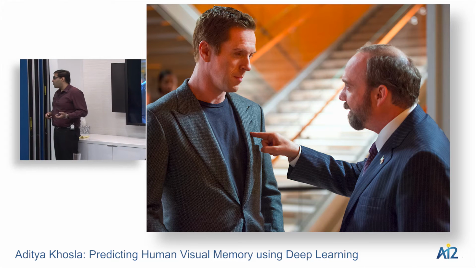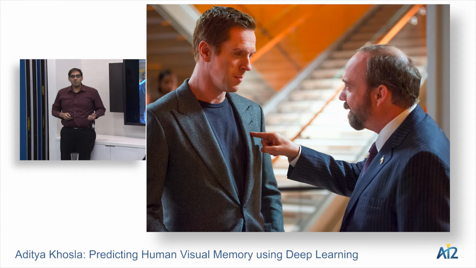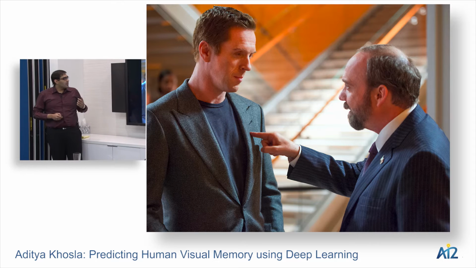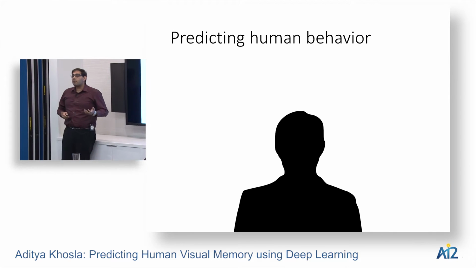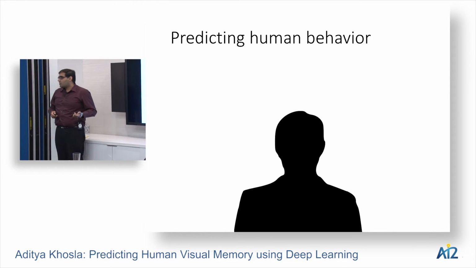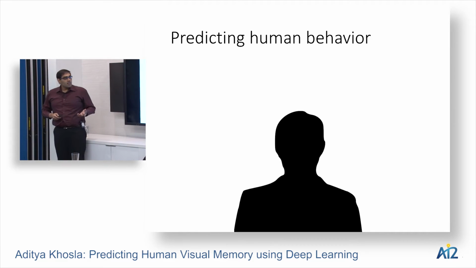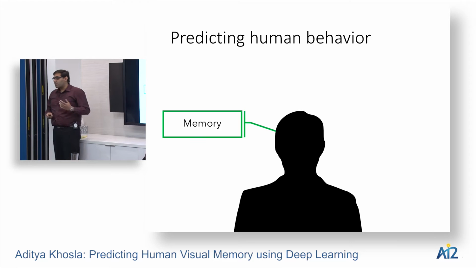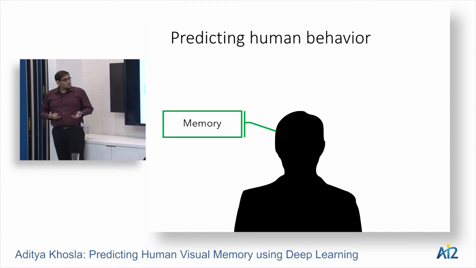And the question that I want to tackle is, can we build machines to do the same? So essentially, can we build machines capable of predicting human behavior? In my work, I have looked at this from three different perspectives. Firstly, can we predict memory? Or essentially, can we predict what things people remember?